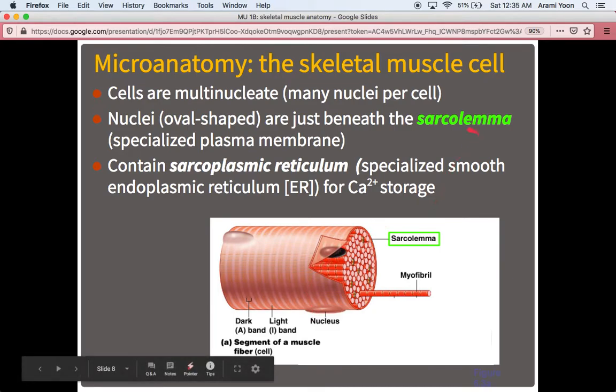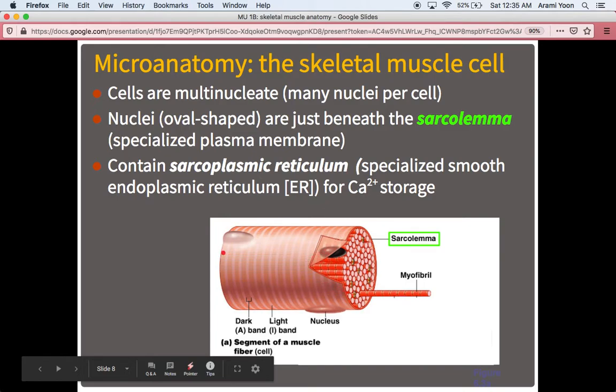Right underneath the sarcolemma, you'll find the sarcoplasmic reticulum, which is not pictured here. I'll point it out in a future slide. But the sarcoplasmic reticulum is basically like your smooth endoplasmic reticulum, but it's specialized in the case of muscle cells to store calcium. So you have the nucleus and the sarcoplasmic reticulum pushed up right underneath this sarcolemma, this plasma membrane.